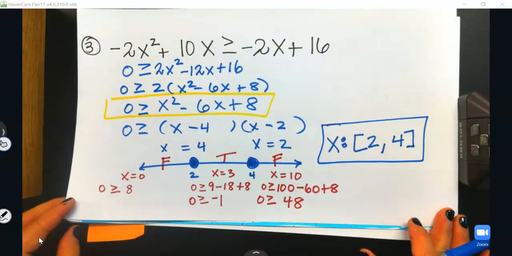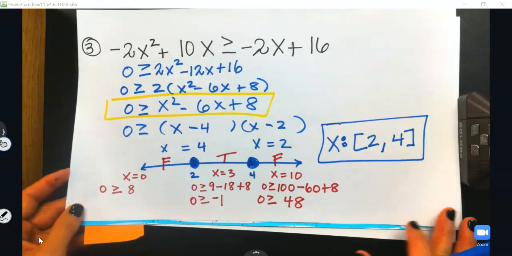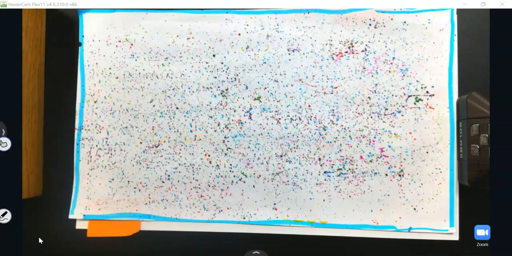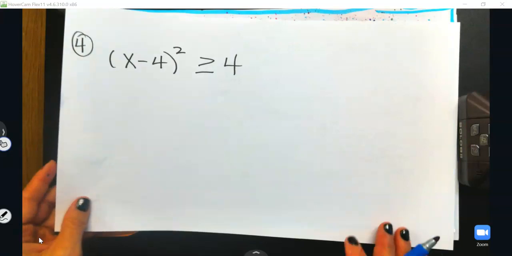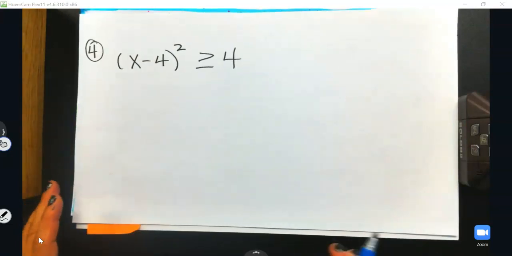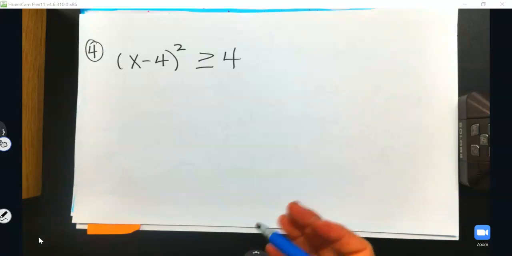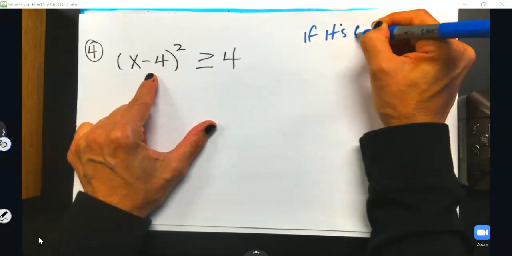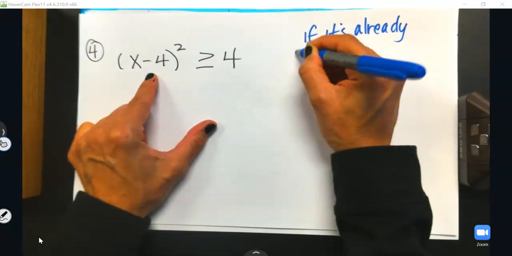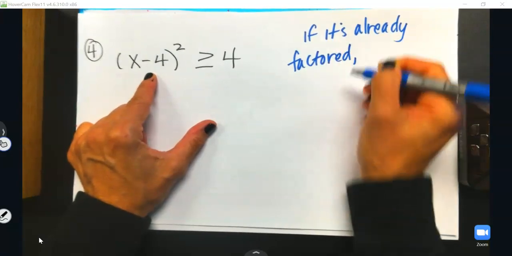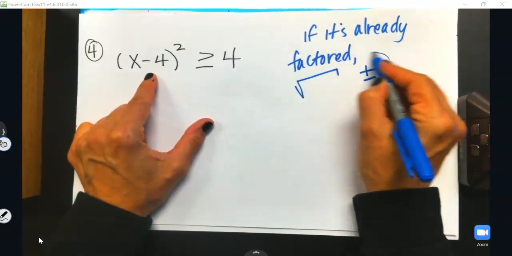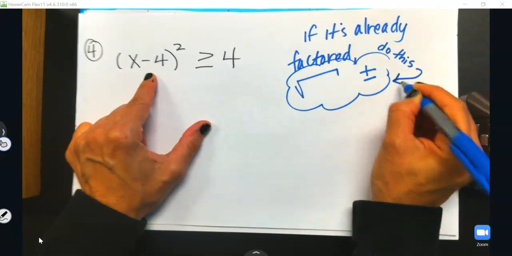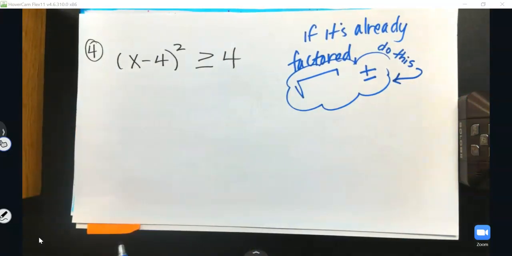Do you have any questions on that? Y'all look. Let's go to number 4. Now number 4, I would put a star on our highlight because I know I just said set it equal to 0 and factor. I did, I said that. But on number 4, it's already factored, guys. If it's already factored, what do you do? You square root. Do this. Square root both sides. Don't forget plus minus.